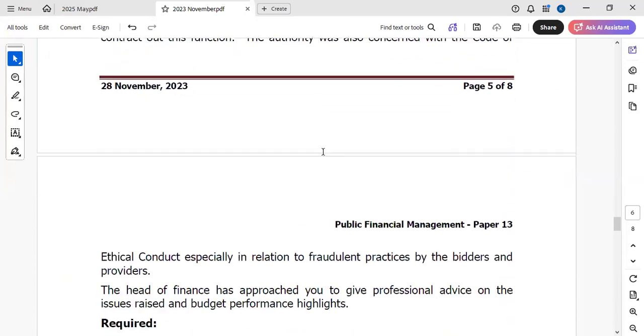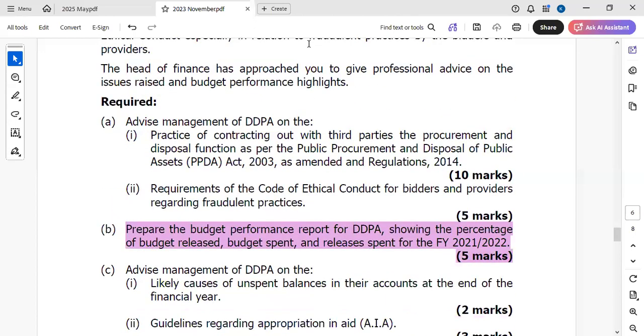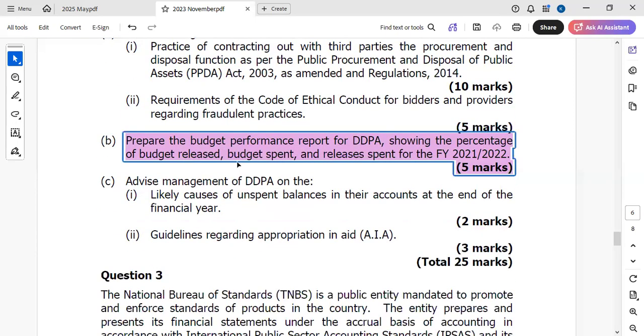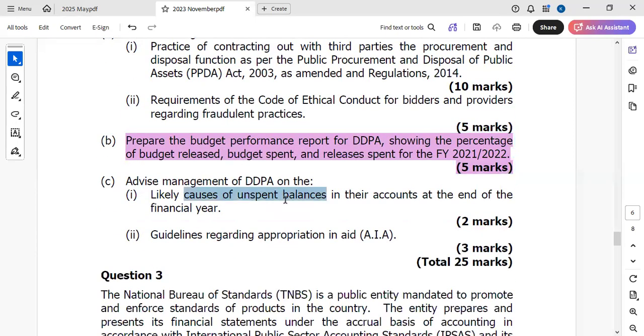That was the question. I hope the session has added value to you. The theory, like what causes unspent balances, even if you have not studied this, you can think about it. Most times it depends on the workers. If you don't have enough workers to deliver, if you lack skilled manpower, the capacity constraint can affect you. You can end up not spending money. Because you don't have people to do the work, the money remains like that. You are not spending, people are not doing the work.